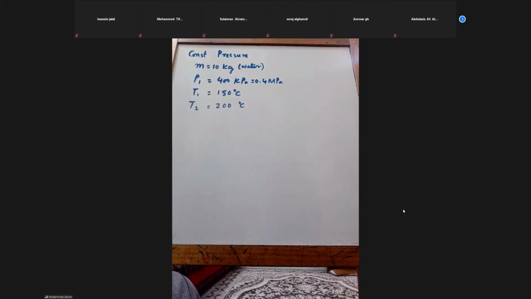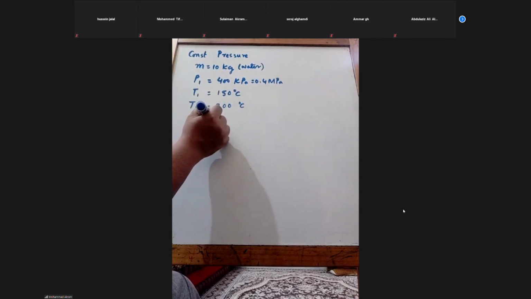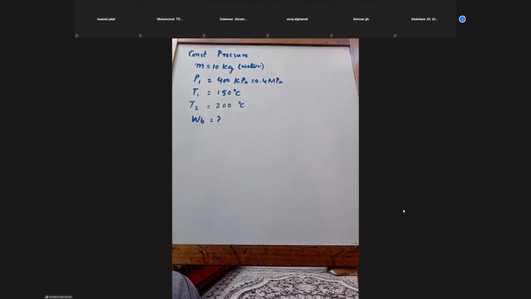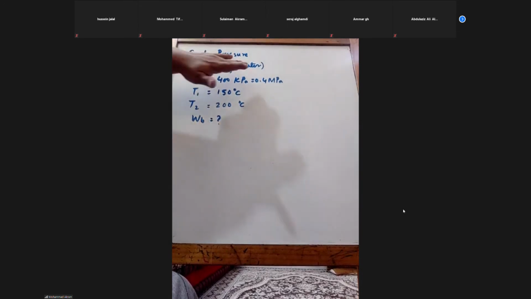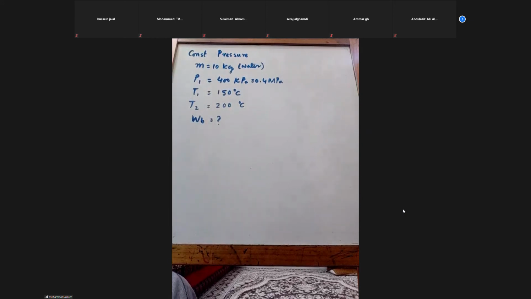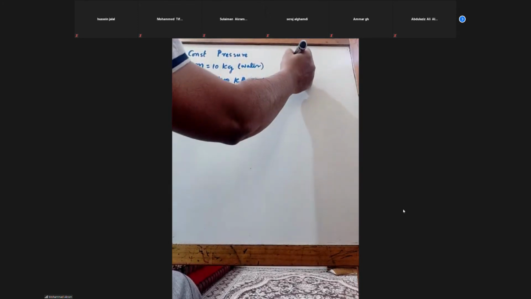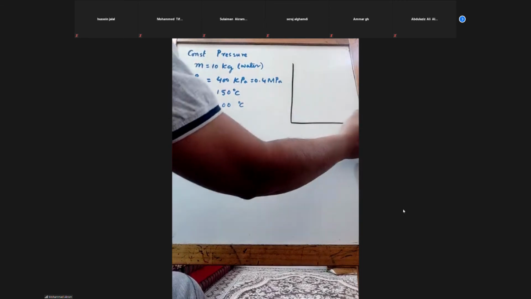We need to find out the boundary work. Okay, so this is given for water. Mass is 10 kilogram. P1 is this, T1 is this. Now, can you tell me what is the state of the first state? What condition is it?